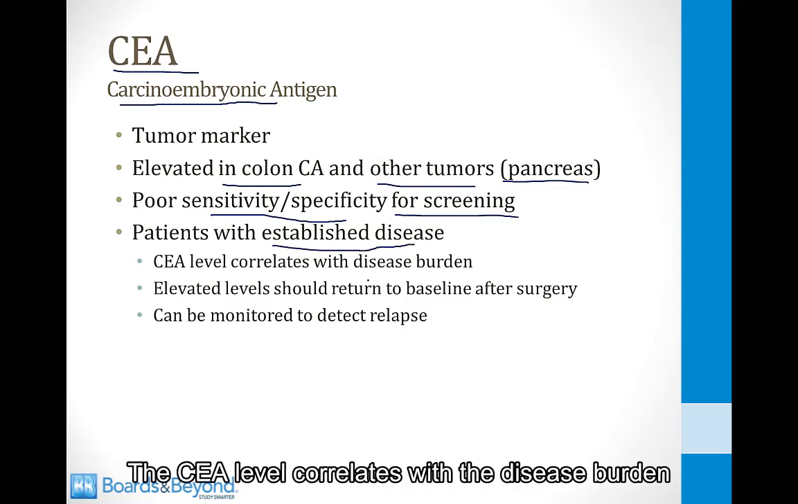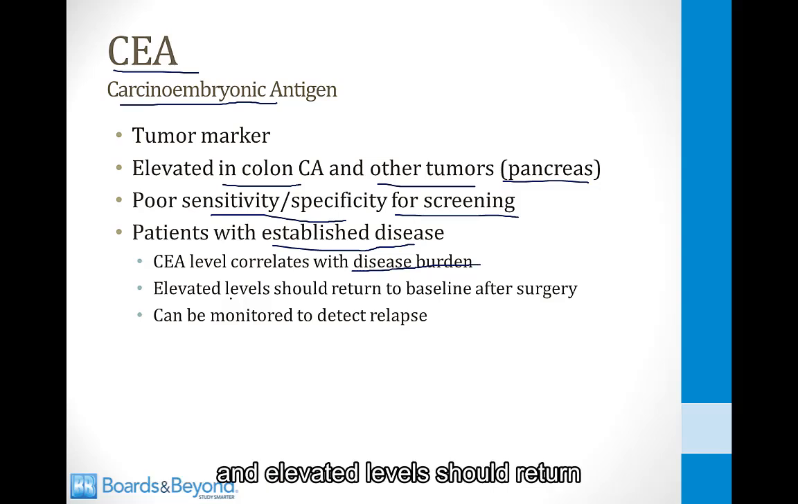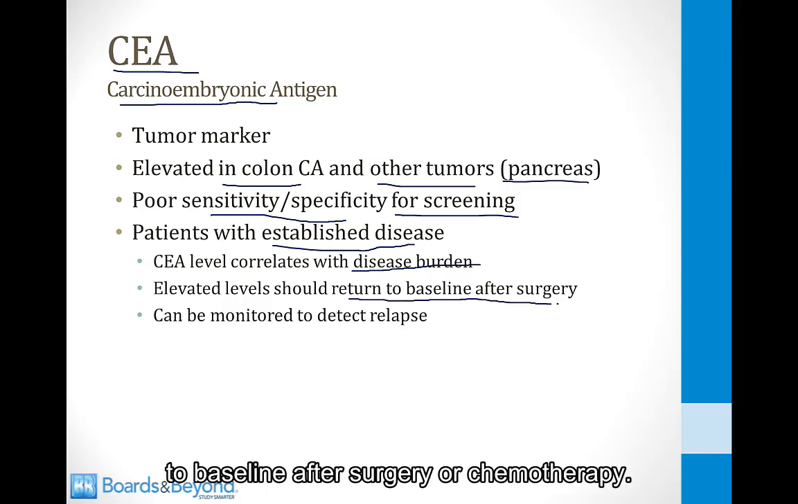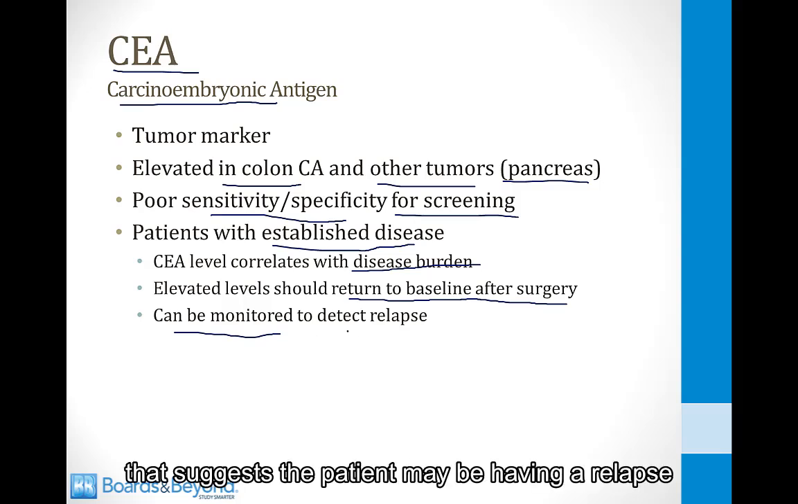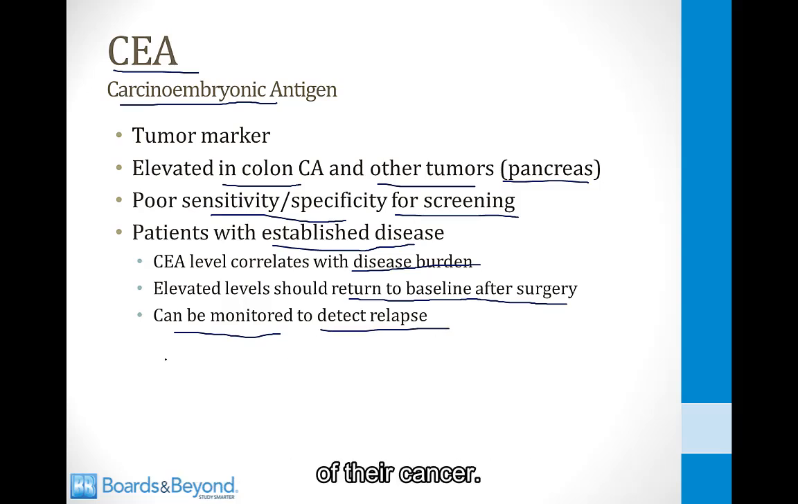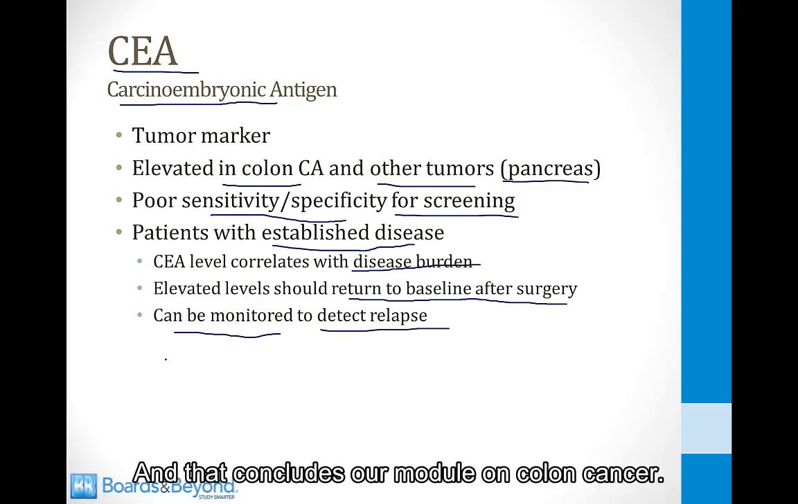The CEA level correlates with the disease burden. An elevated level should return to baseline after surgery or chemotherapy, so you can monitor the CEA level over time, and if it starts to rise, that suggests the patient may be having a relapse of their cancer. And that concludes our module on colon cancer.